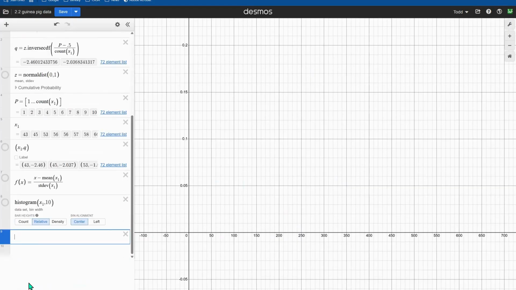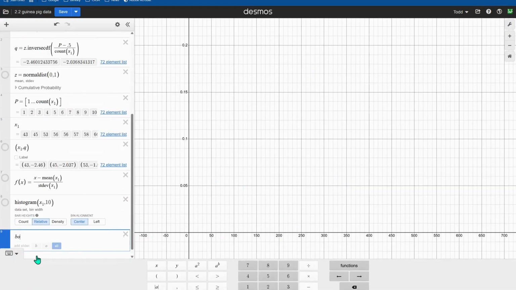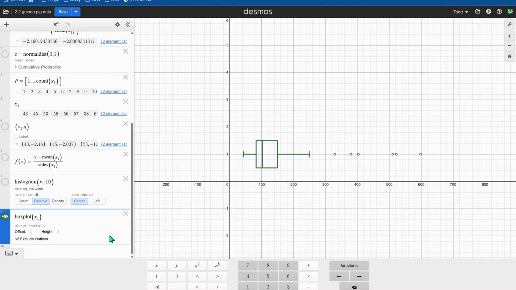And let's see what the box plot for this data looks like. All right. Let me zoom in on that. And now we can see that there's a whole bunch of outliers in this data, suggesting that it's not symmetric, that the length of this whisker is much larger than the length of that whisker. And if it's not symmetric, it's not normal.